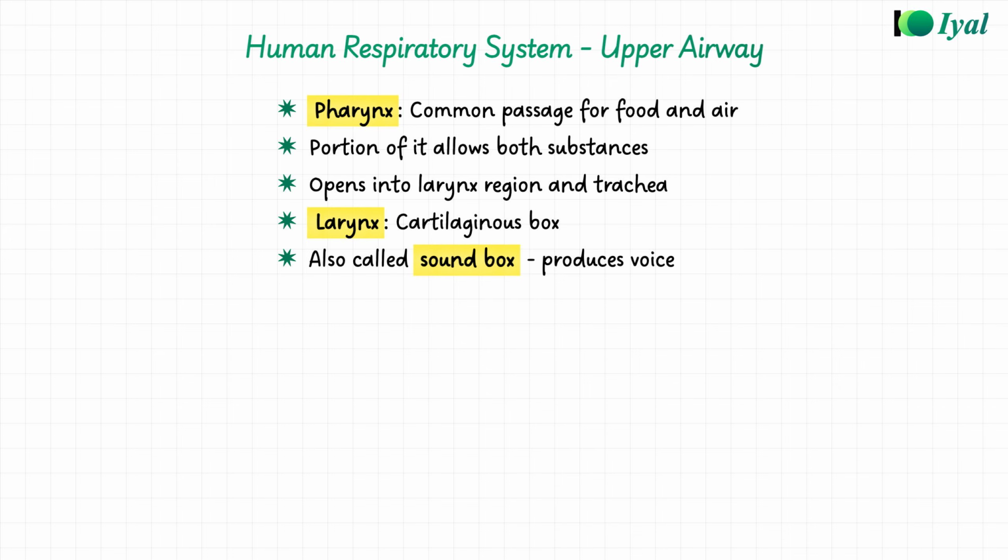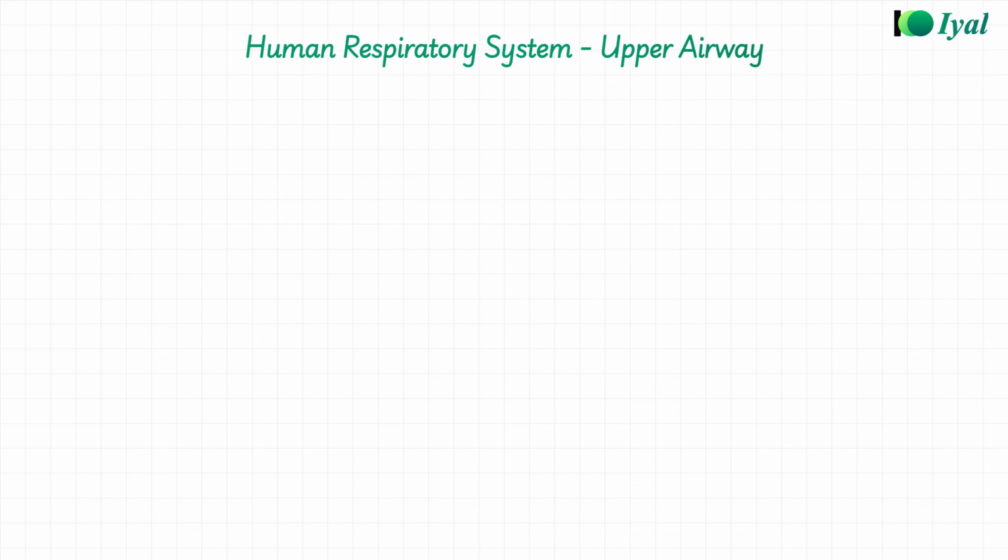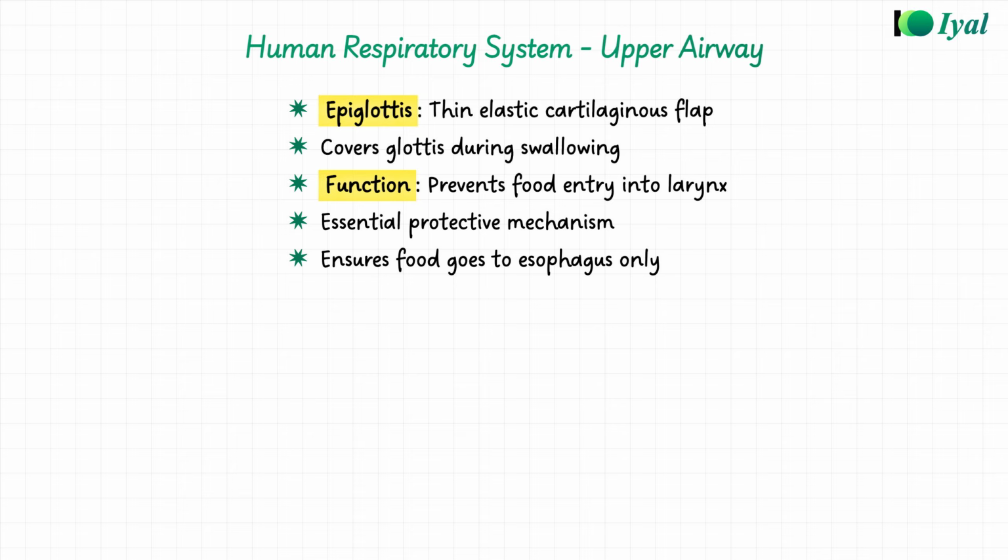Now the larynx, it is a cartilaginous box. Cartilaginous means it is made of cartilage. This is your sound box. This is what produces your voice when air passes through. Now here is something very important. When you swallow food, it should go down to the esophagus, not into your lungs, no? How does this happen? There is a small flap called epiglottis.